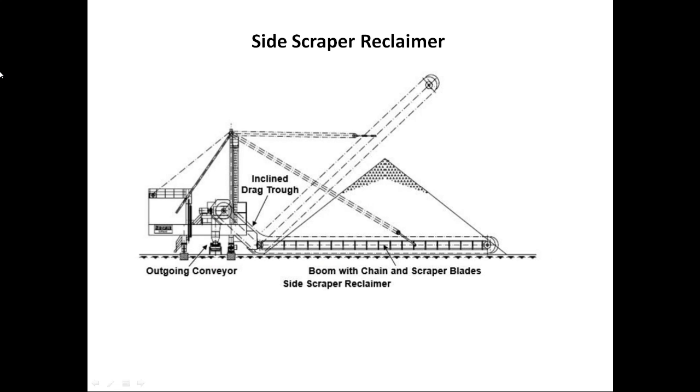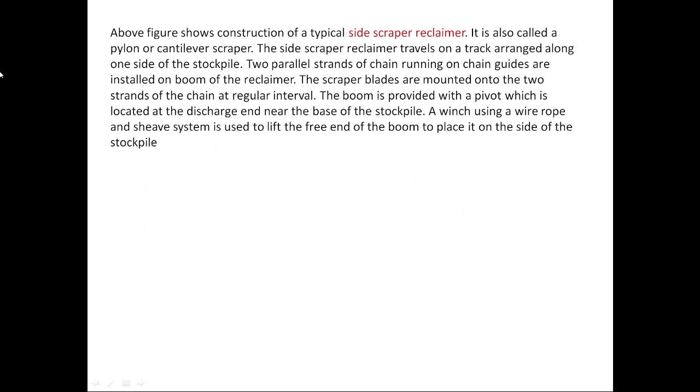You can see in the picture a side scraper reclaimer. The figure shows the construction of a typical side scraper reclaimer. It is also called a pylon or cantilever scraper. This side scraper reclaimer travels on a track arranged along one side of the stockpile. Two parallel strands of chain running on chain guides are installed on the boom of the reclaimer. The scraper blades are mounted onto the two strands of the chain at regular intervals.